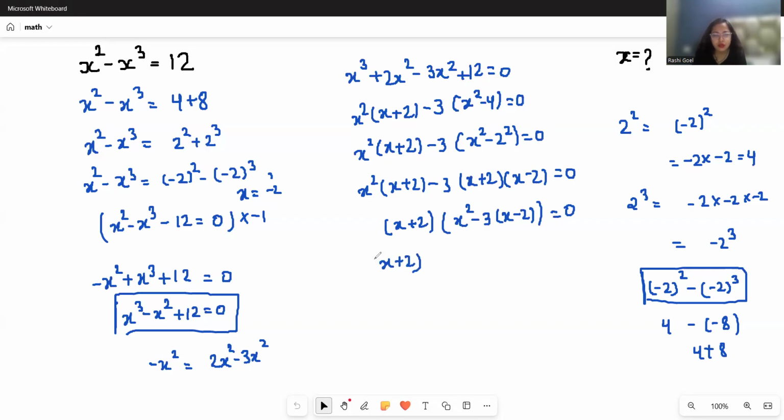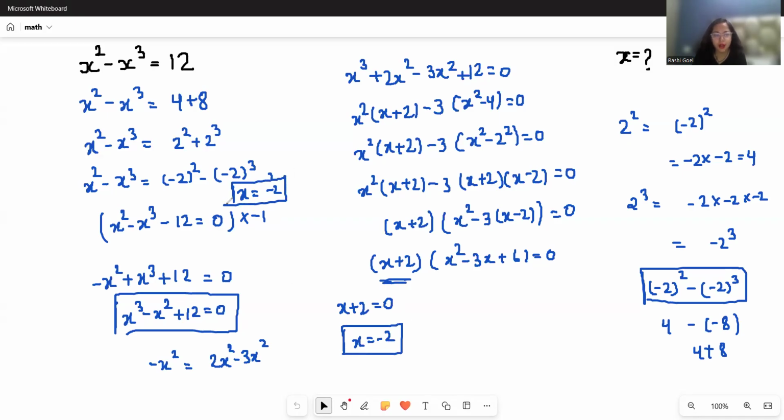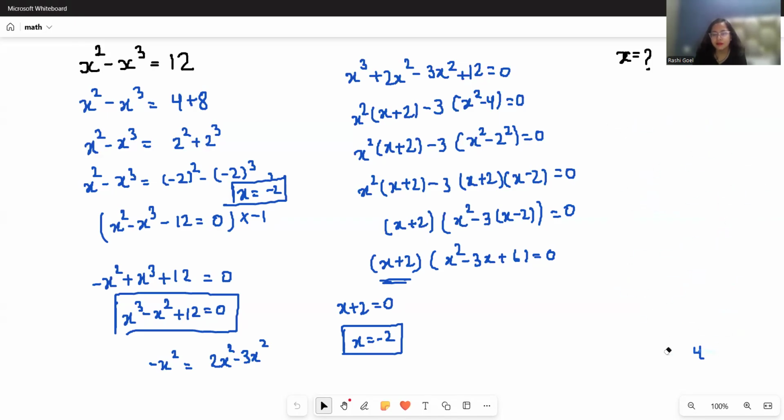So x plus 2, and here x square minus 3x plus 6 is equals to 0. Now, this is x plus 2. When we put equals to 0, this gives us x is equals to minus 2. And we already know that one of the factors is minus 2. Now, to solve the other one, we are going to use the quadratic formula. x square minus 3x plus 6 is equals to 0.